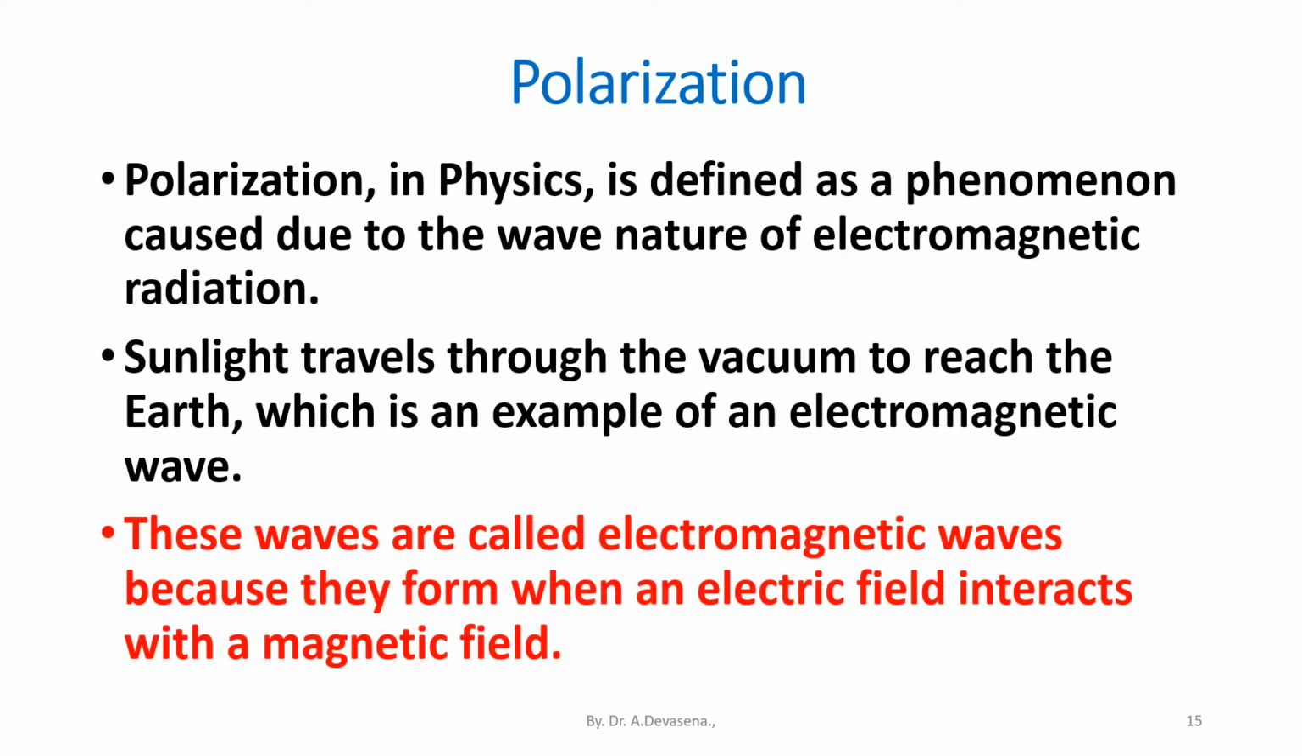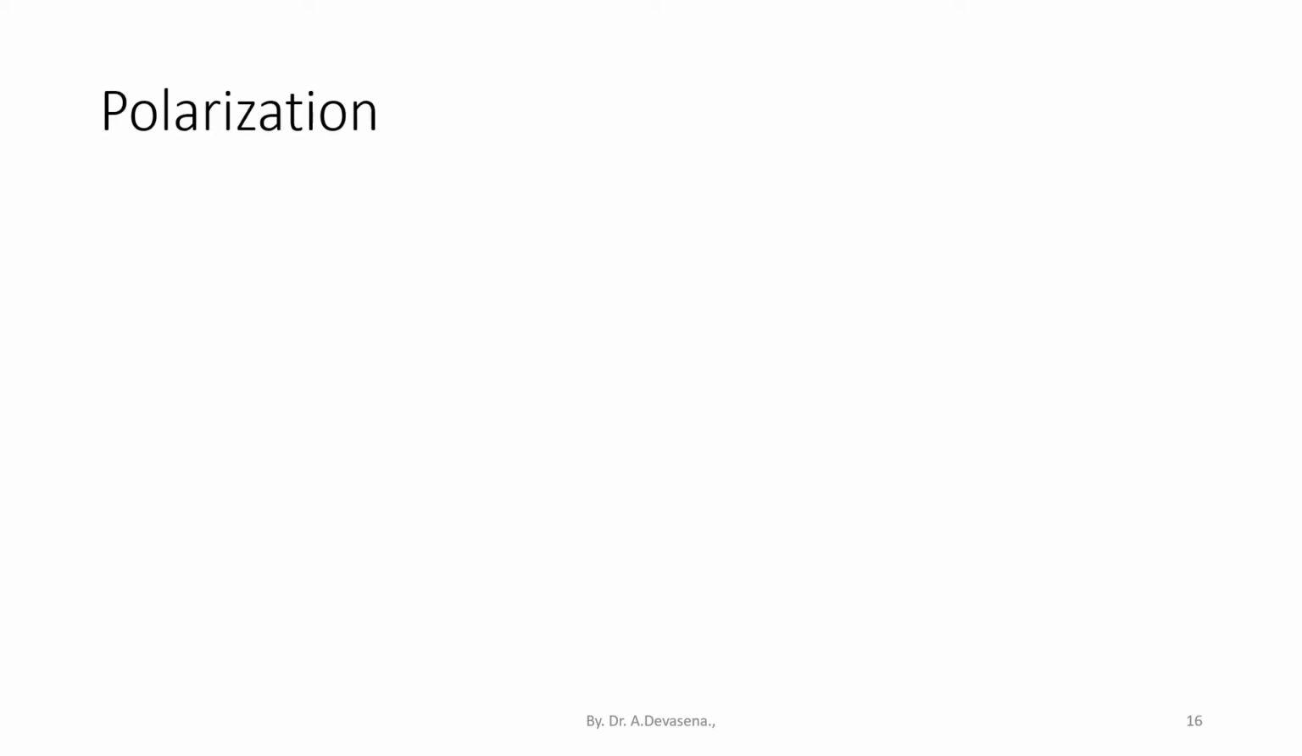These waves are called electromagnetic waves because they form when an electric field interacts with a magnetic field. Let us see polarization.